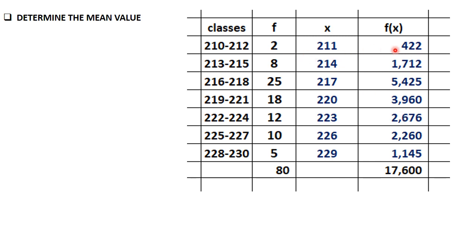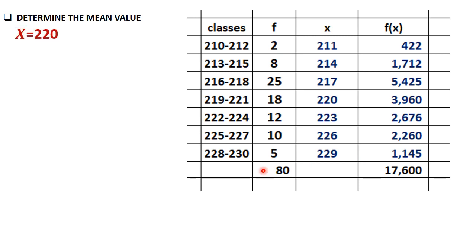2 times 211 is 422. 8 times 214 is 1712. 25 times 217 is 5424. 10 times 226 is 2260. 5 times 229 is 1145. So that's it. Determine the mean. Mean again will be sum of f of x divided by sum of f, which is 17,600 divided by 80, and our answer will be 220.